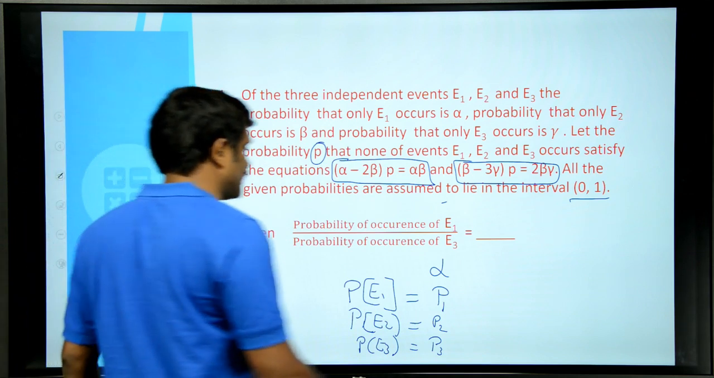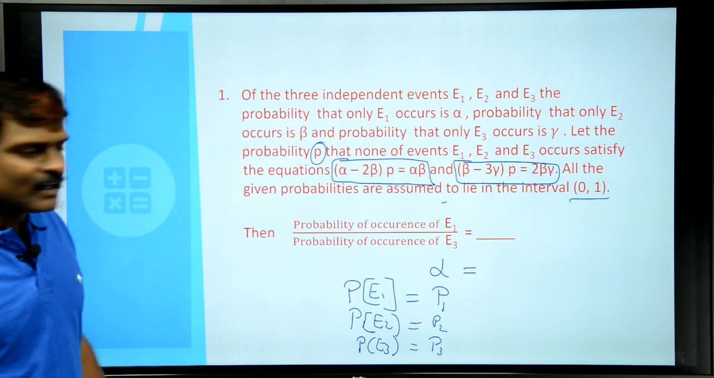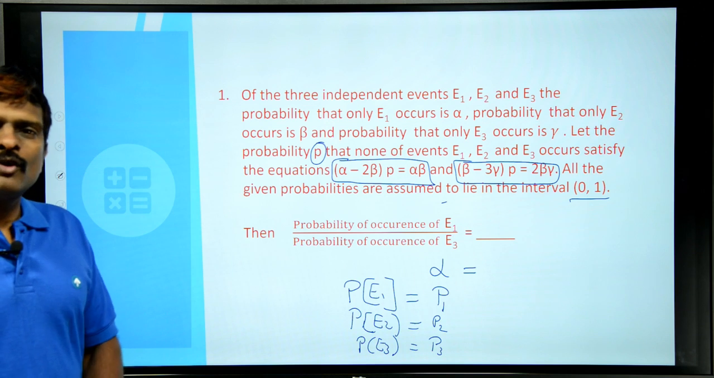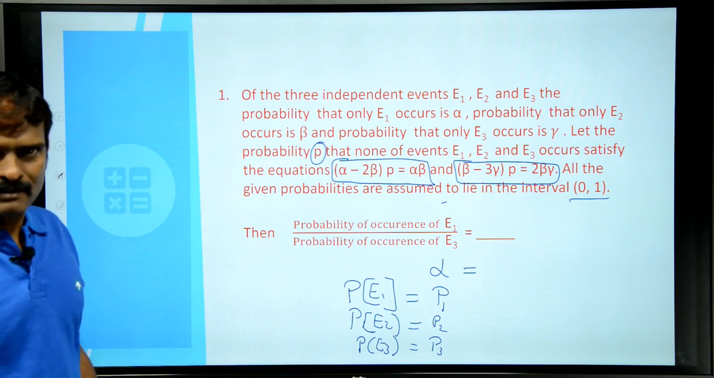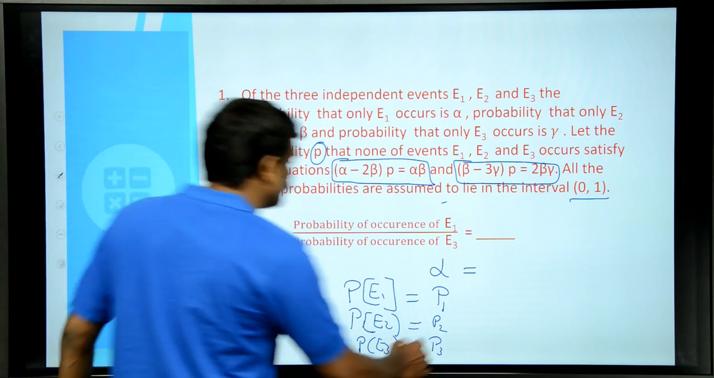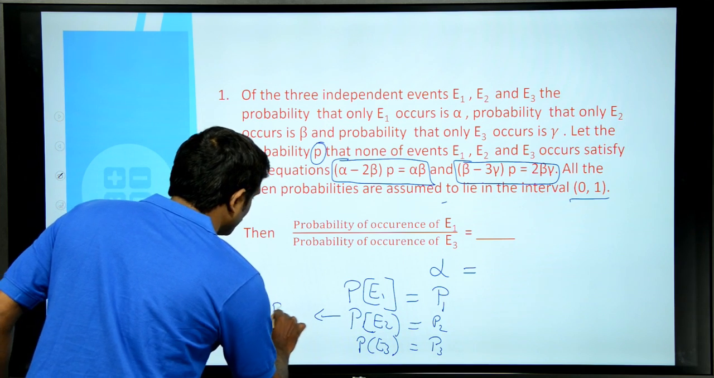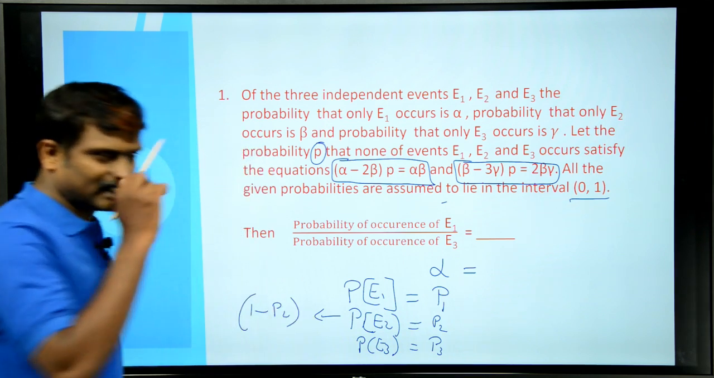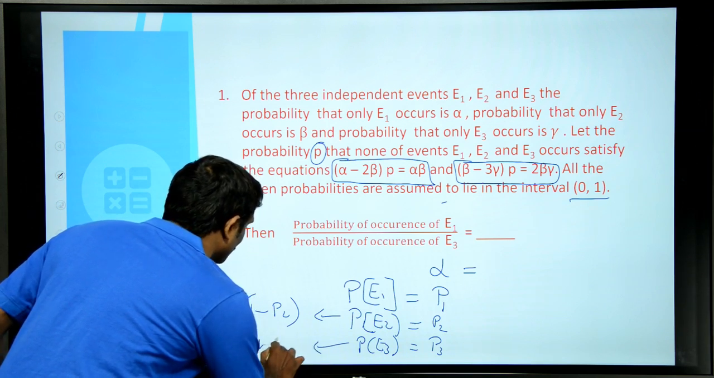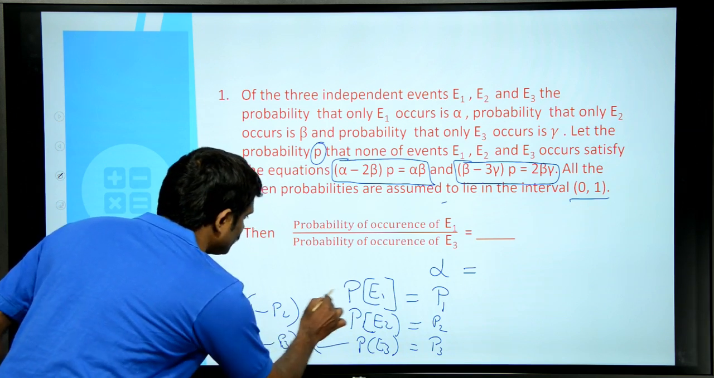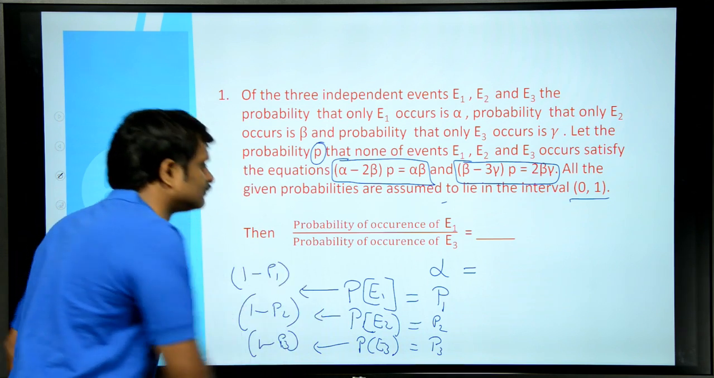Then what can we say? Alpha is the probability when only E1 is happening and E2 and E3 are not happening, right. So when E2 is not happening, what is the probability that E2 should not happen? 1 minus P2. Do you agree? Similarly, when E3 is not happening, it is 1 minus P3, and when E1 is not happening, it should be 1 minus P1, right.